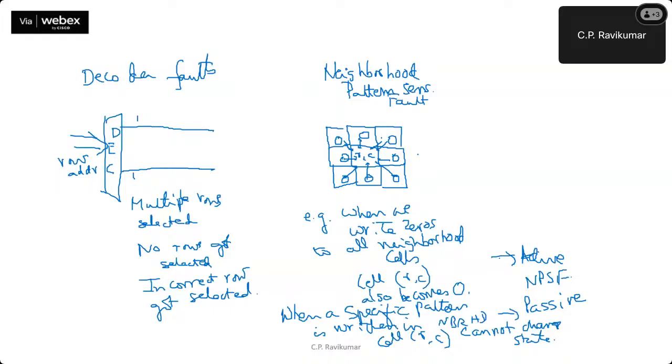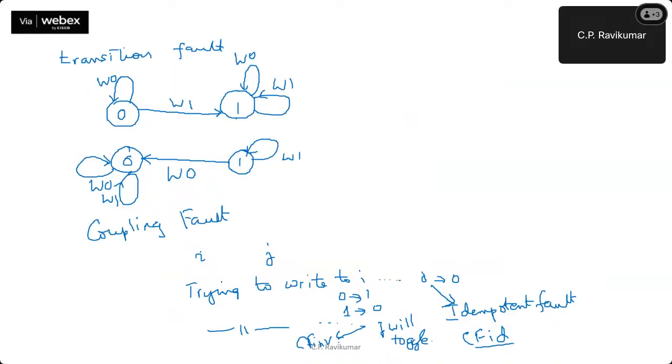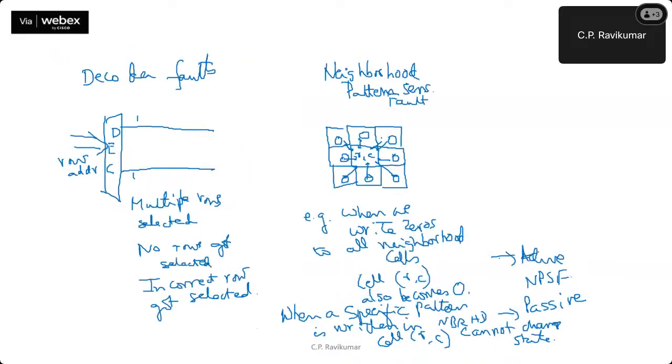So people usually don't use these neighborhood pattern sensitive faults unless there is some evidence to think that this is something that is likely to be there, right? During diagnosis, if we start realizing that none of the others are there, then we try to look for neighborhood pattern sensitive faults instead. So the most common ones are cell structured faults, transition faults, coupling faults, decoder faults, right?